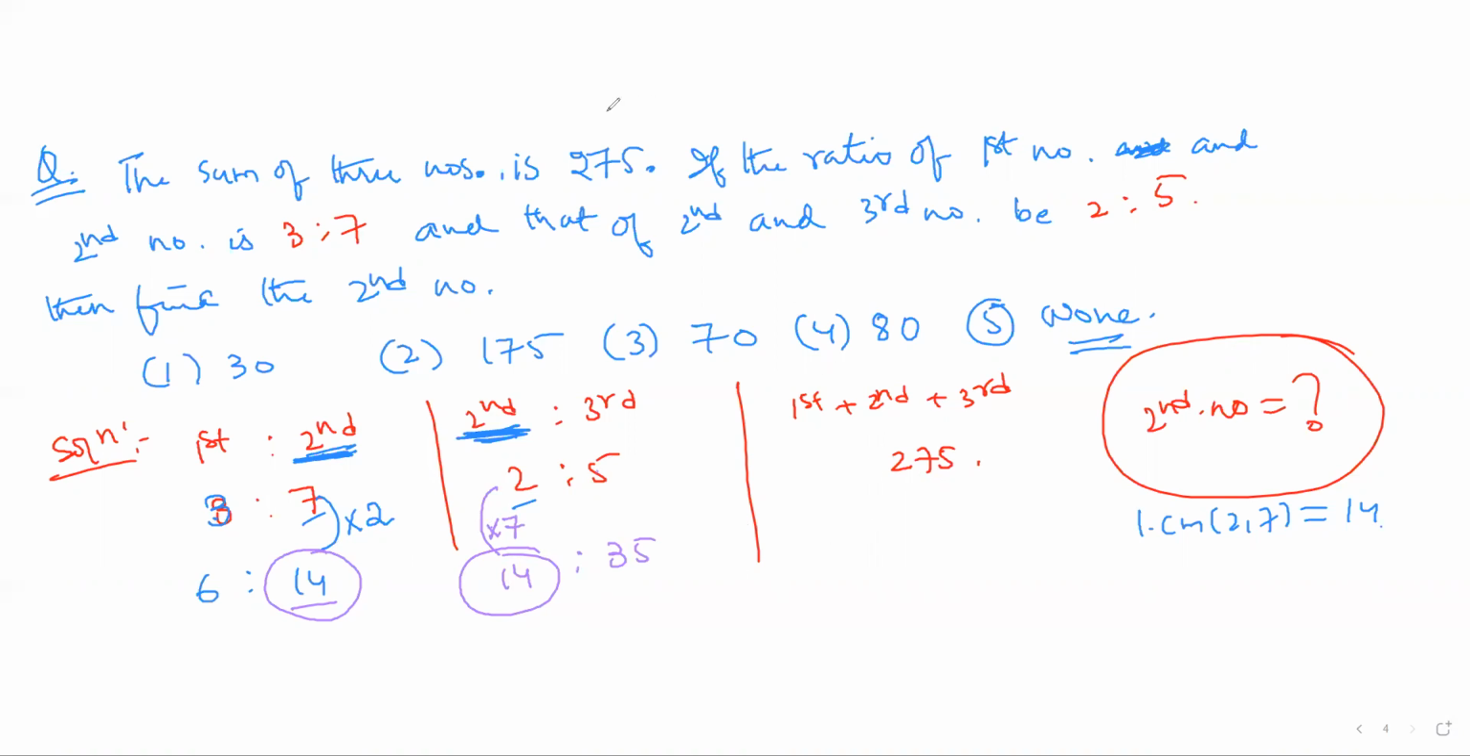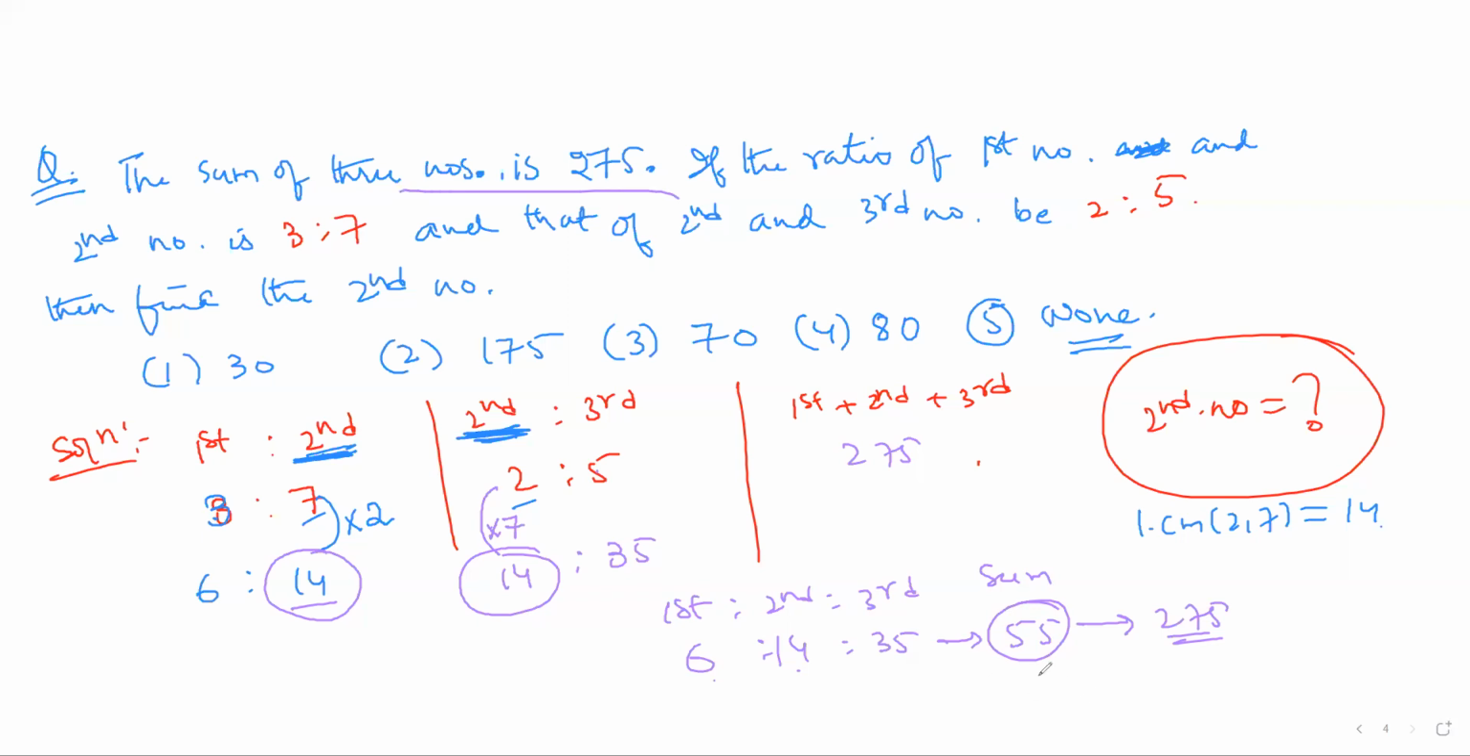So what is the ratio of these three numbers? It's going to be 6, 14 and 35. And what is the sum now? 6 plus 14 plus 35 is 55. But according to the question, this 55 is equivalent to 275. So 1 is equivalent to how much? 5. And what is the second number we have? 14. 14 times 5 is going to be 70. So 70 is the answer.